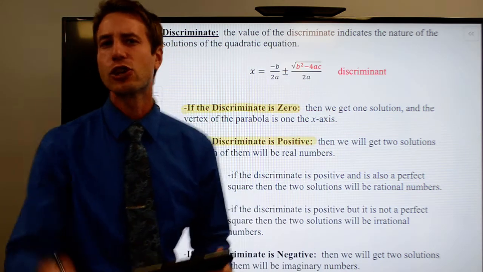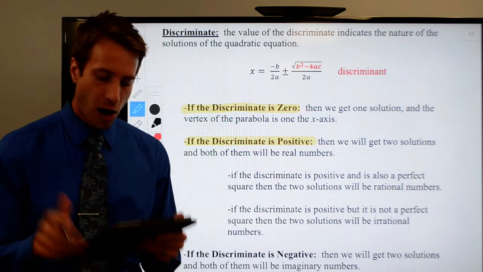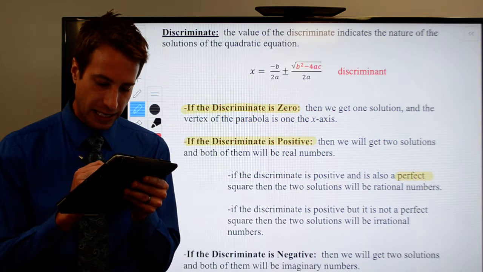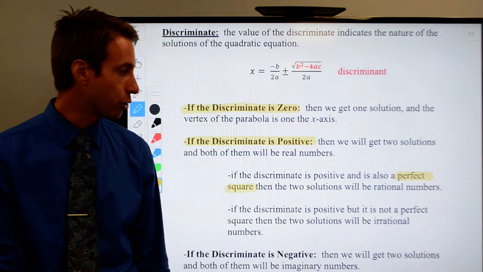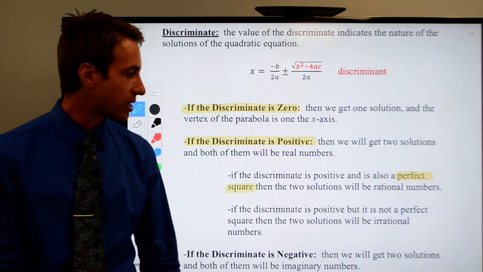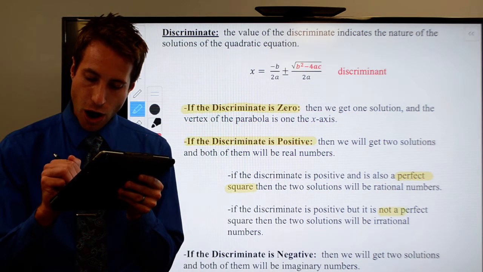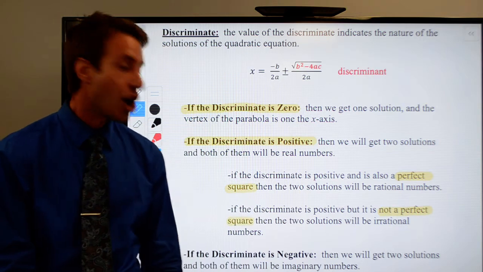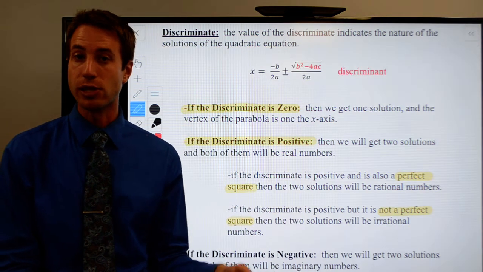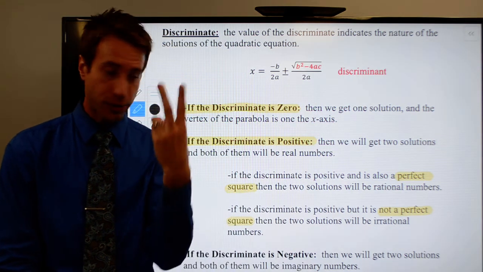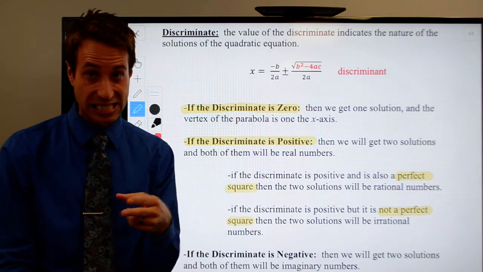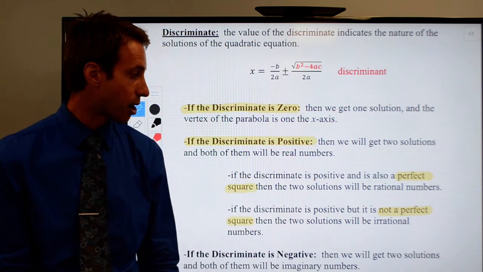All right, well, this could go one of two ways. If it's a positive number and a perfect square, you're going to get two rational solutions. If it comes out to be a positive number, not a perfect square, you're still going to get two solutions, but they're going to be irrational. So that's two options. The discriminant is 0 or the discriminant is positive.